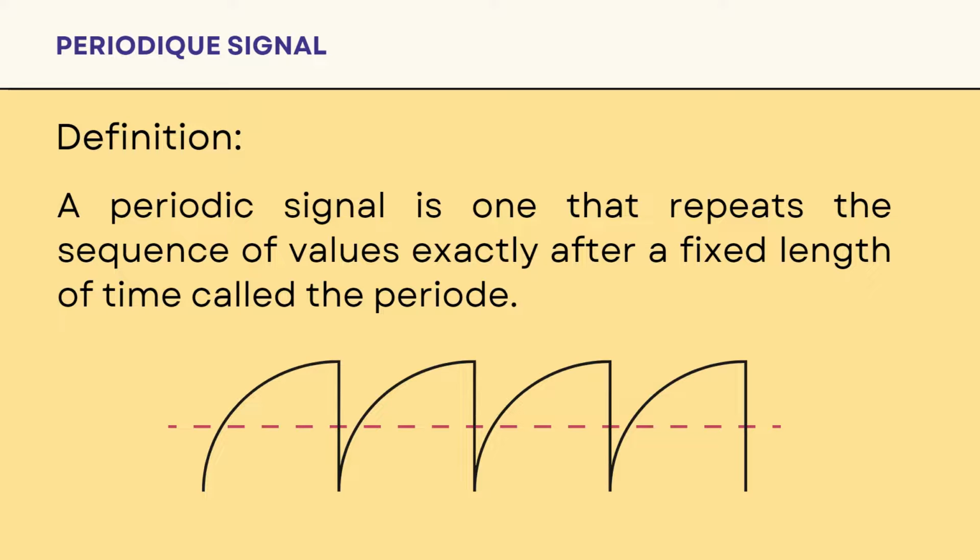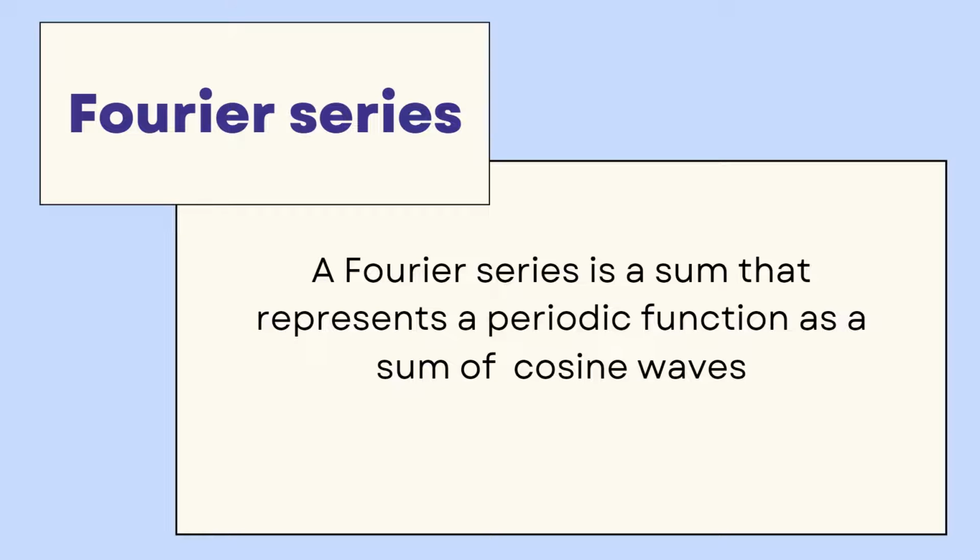A periodic signal is one that repeats the sequence of values exactly after a fixed length of time called the period. For example, all sounds are periodic signals. Fourier found that every periodic signal can be decomposed as an infinite sum of trigonometric functions, which is called a series in math. Those functions, whose frequency is a multiple of the frequency of the original function, are called harmonics.